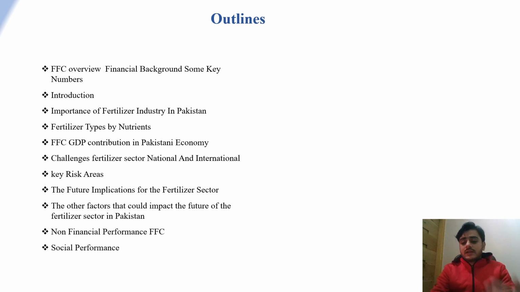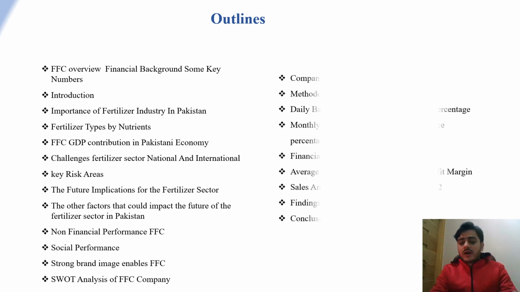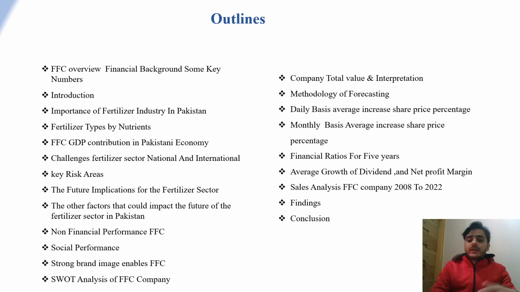We then discuss the non-financial performance of the company, its achievements, awards, and a short analysis. Then we discuss the company's total value and the interpretation of its intrinsic value. Then we talk about the methodology of forecasting, the average increase in share price on a daily and monthly basis, the financial ratios of the latest 5 years, and the average growth of dividends, net profit margins, and sales analysis from 2008 to 2022.